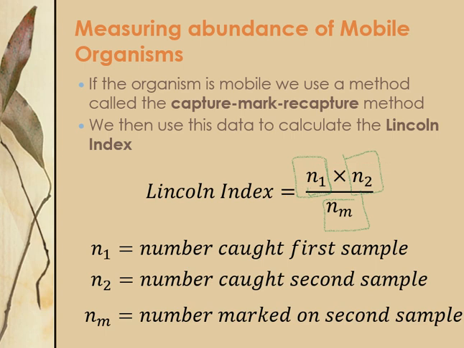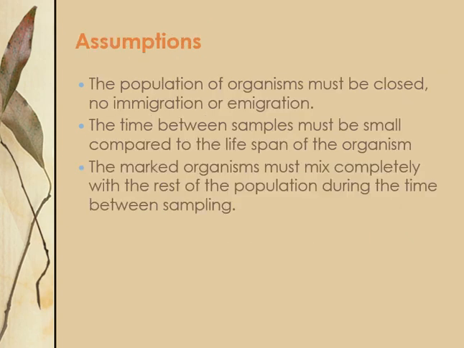Which in this case will be 2. So let's now try to understand this using an example. I hope you understood the formula as of now, and we will also evaluate this particular Lincoln Index. The assumptions of using the Lincoln Index: the population of organisms must be closed, as there is no immigration or emigration taking place.